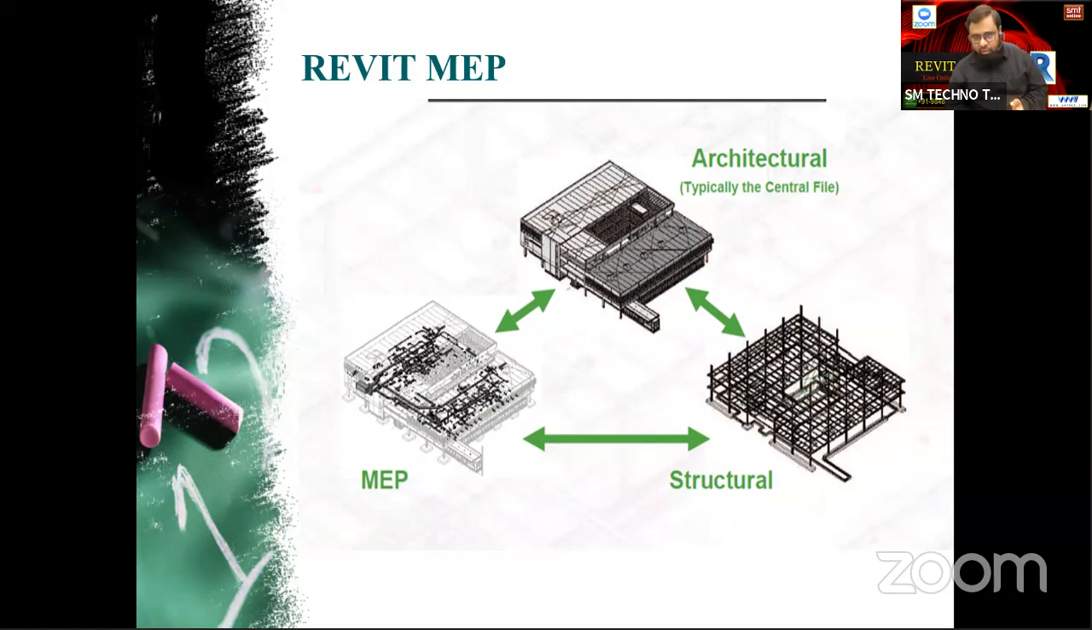Okay, so suppose a consultant purchases a license, say Revit 2020 or 21, they can use it in the architectural department, structural department, or in the MEP department. Okay, so this is some information related to the version.